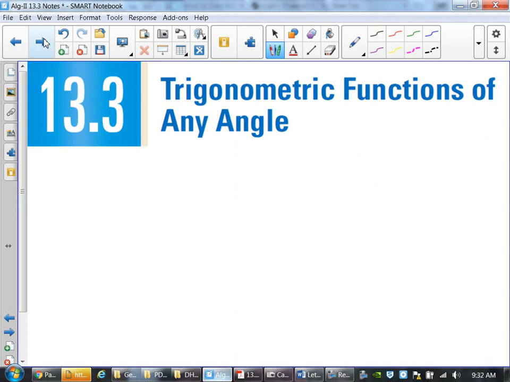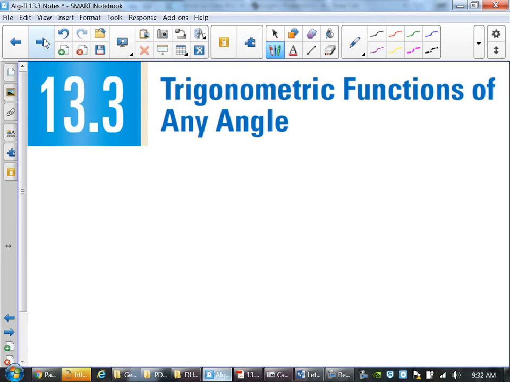This moves into trig functions of any angle, which is 13.3, and which will build into 13.4, which is using inverse functions. What we're able to do here, guys, is take the trig values of any point on a two-dimensional grid and find the 6 trig functions.